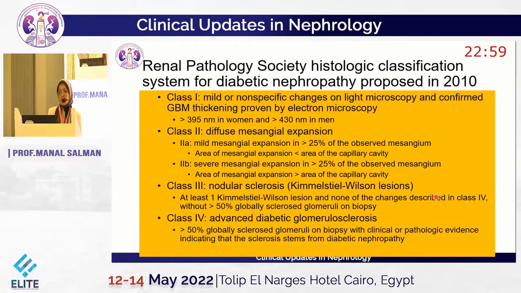Diabetic glomerulosclerosis, which is diabetic nephropathy, was classified by the Renal Pathology Society into 4 classes in 2010. Class 1, 2, 3, and 4, depending on just thickening of the membrane, or mesangial expansion, or formation of mesangial nodules, or advanced diabetic glomerulosclerosis with sclerosis of more than 50% of the glomeruli. We are going to cover 2 cases to identify these classes.